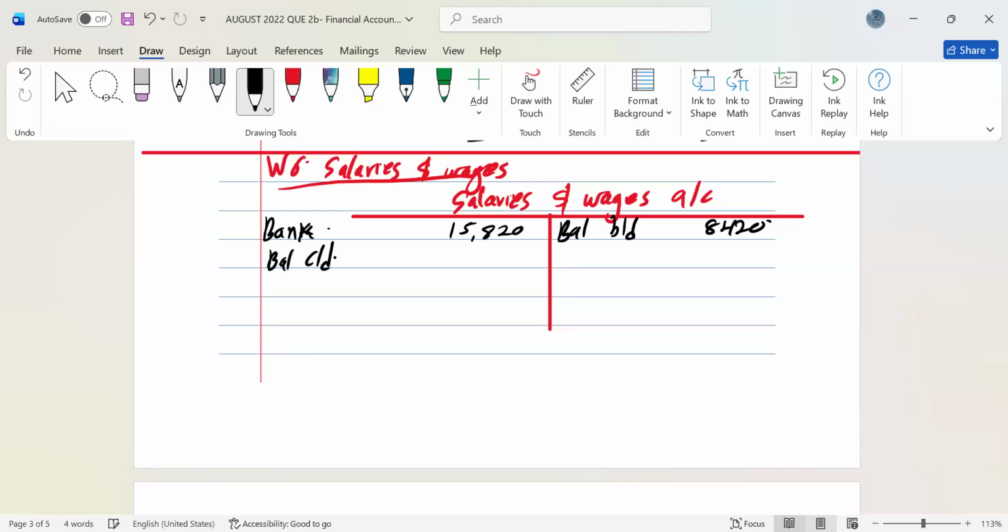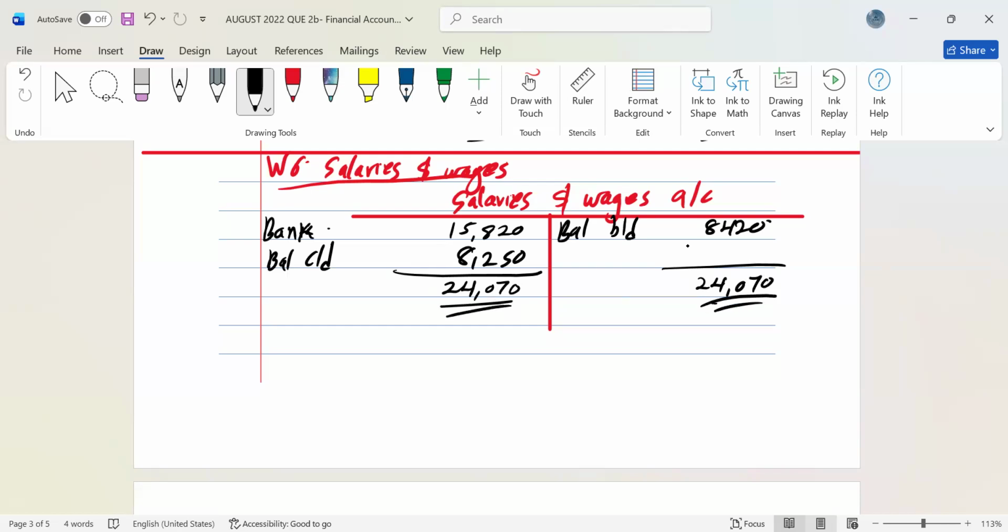Balance carried down from the balances that we were given in the extract. In our question, how much was the one for 2021, salaries and wages? How much was due? Confirm. 8,250. Now, if that is the case, we can get the total. Here, the total is becoming 24,070.